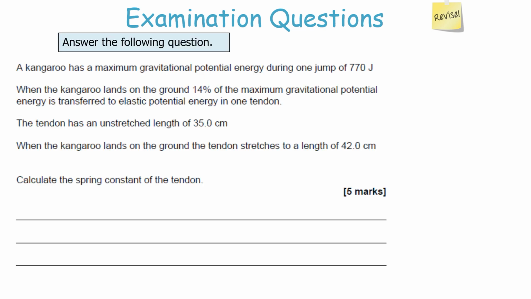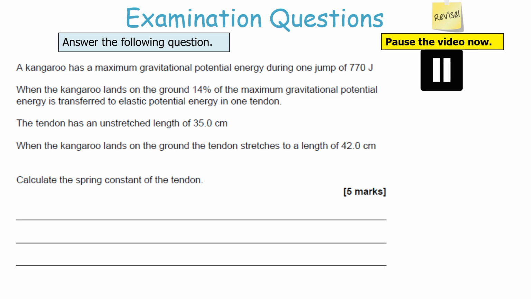The next question says a kangaroo has a maximum gravitational potential energy during one jump of 770 joules. When the kangaroo lands on the ground, 14% of the maximum gravitational potential energy is transferred to elastic potential energy in one tendon. The tendon has an unstretched length of 35 centimeters. When the kangaroo lands on the ground, the tendon stretches to a length of 42 centimeters. Calculate the spring constant of the tendon. Pause the video now, then unpause the video when you want to go through your answer.